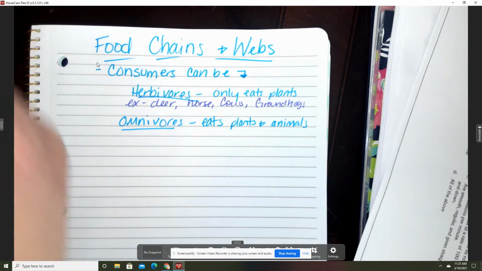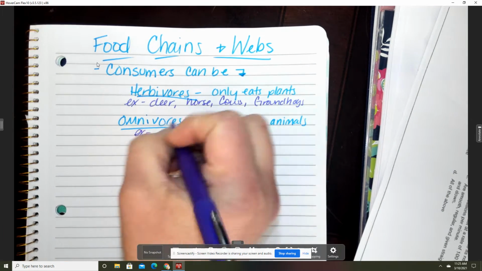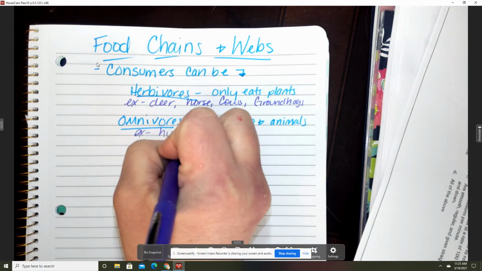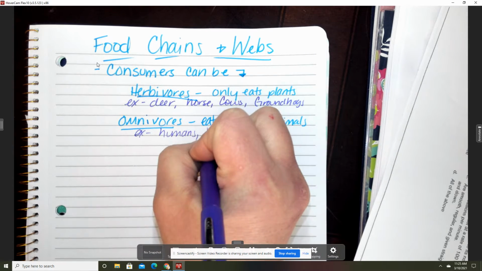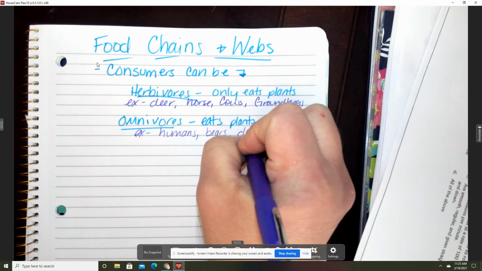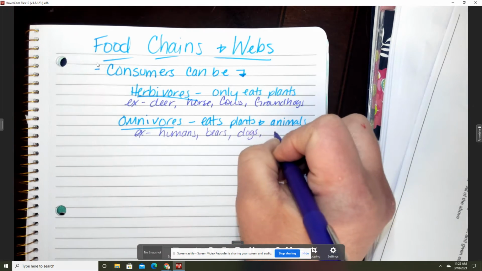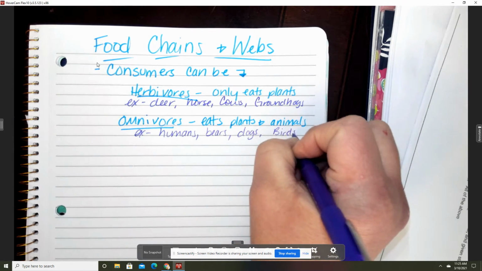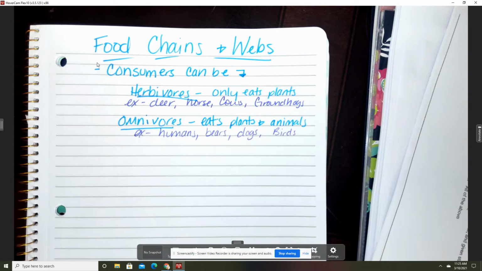So examples would be us, bears, dogs, birds, hamsters sometimes can be omnivores, although they usually are a plant-based diet. I did hear that they will eat eggs. But I've not fed my hamster eggs.